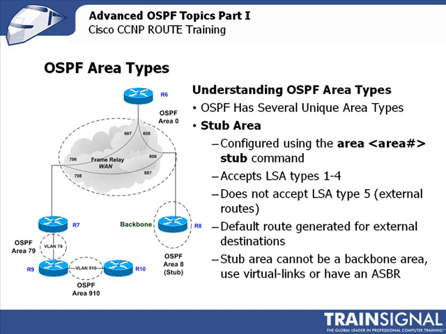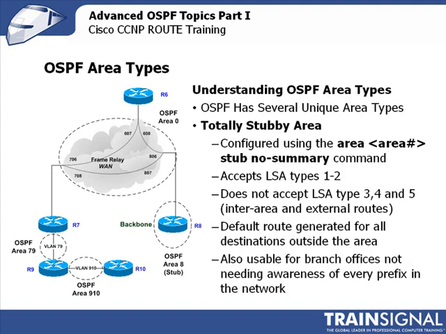It cannot be a backbone area. Area 0 cannot be a stub area. It cannot use virtual links, and it cannot have an ASBR located within the area. It violates the whole principle by which a stub area would be defined.